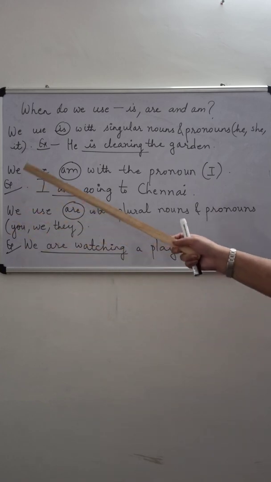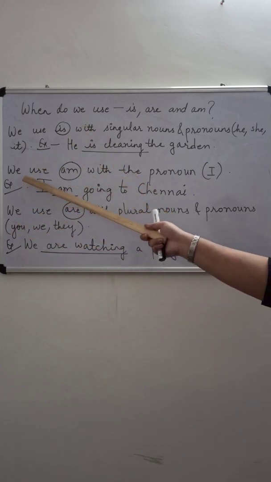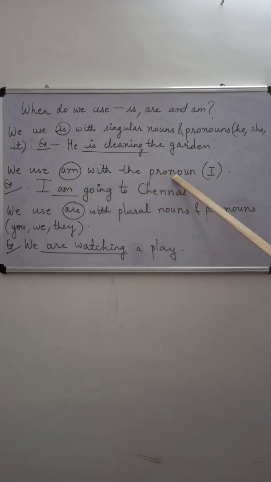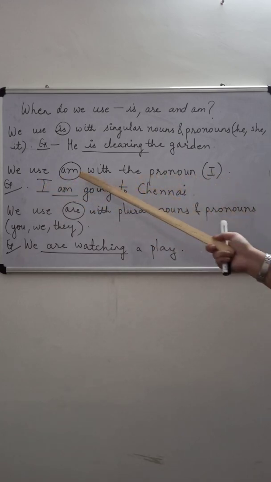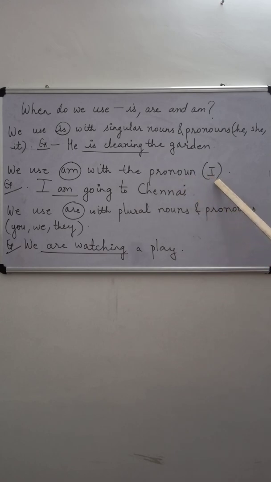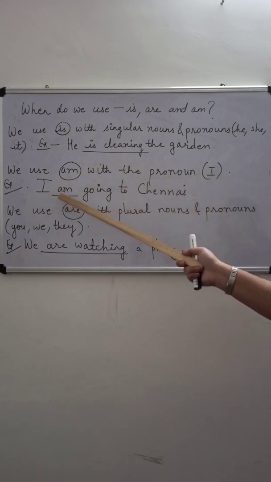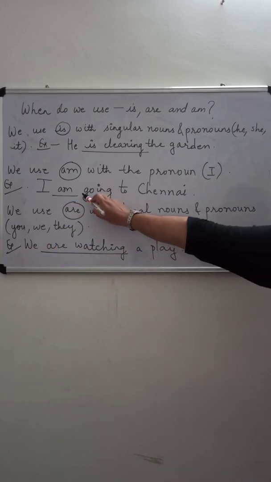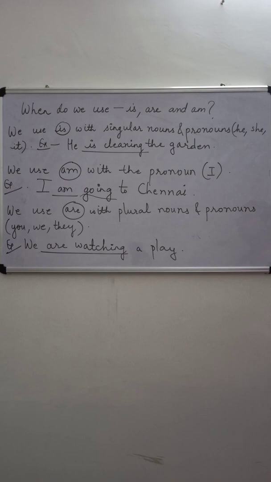Similarly, second one, when do we use am? We use am with the pronoun I. We always use am with the pronoun I. Example, I am going to Chennai. So here am going is the verb.